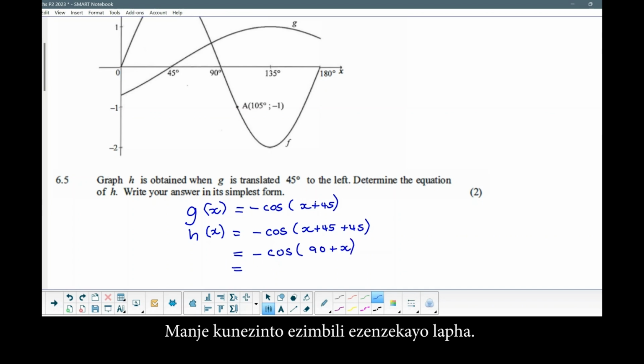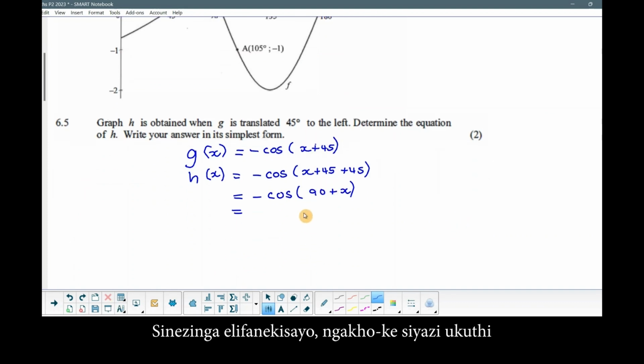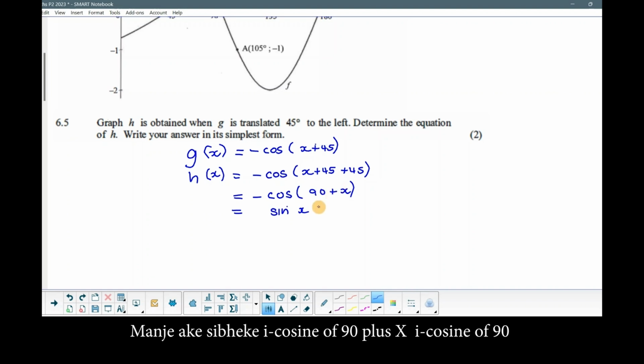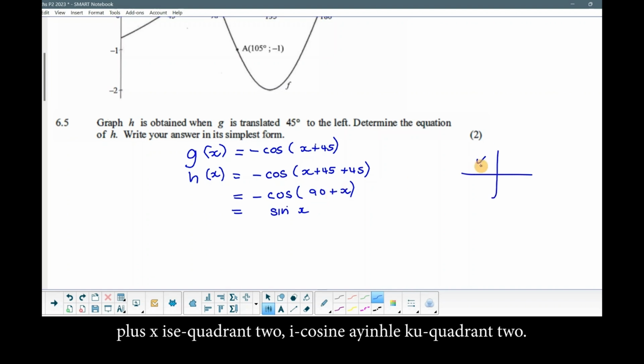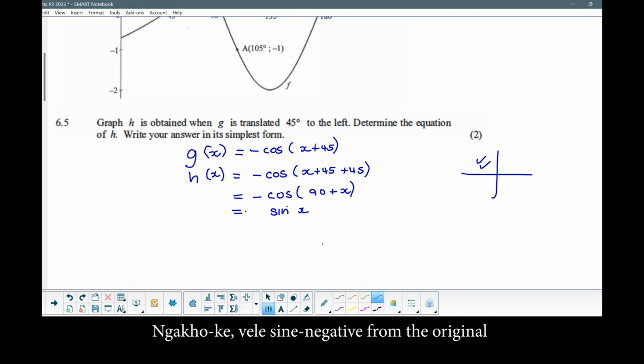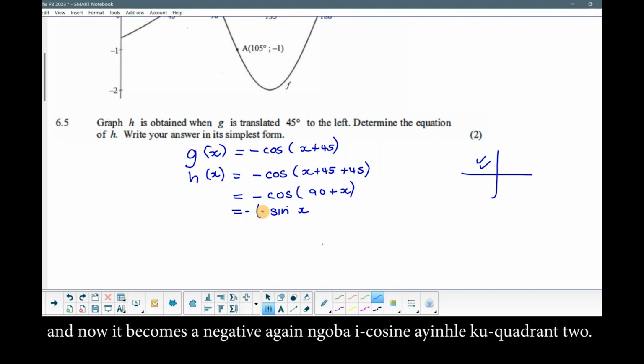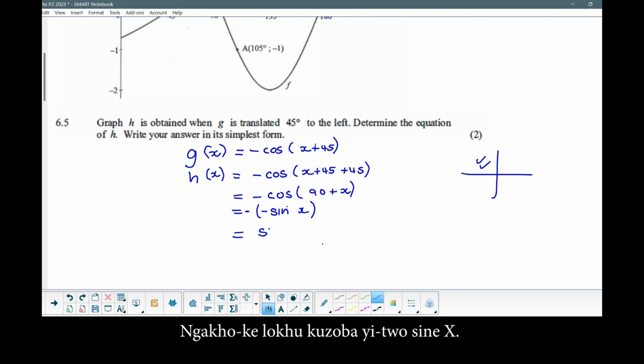Interesting. Okay, now there's two things happening here. We've got a complementary angle, so we know that the cos has to change to sine. I know that's going to happen for sure. So it's going to become sine of x. Now, let's look at cos of 90 plus x. Cos of 90 plus x is in quadrant 2. Cos is negative in quadrant 2. So we already have a negative from the original, and now it becomes a negative again because cos is negative in quadrant 2. So that would simplify to sine x.